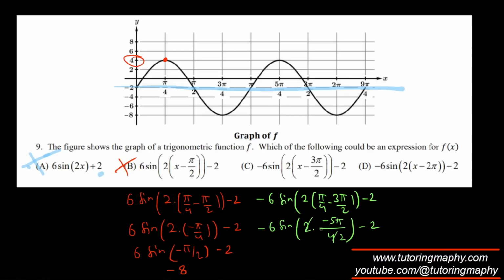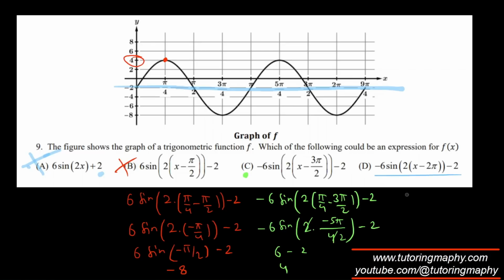2 times 2 is 4, and cos of minus sine of negative 5 pi over 2 is what we are looking for. So that's going to be, I think, negative 1. Negative 1. So negative 6 will become 6. 6 minus 2 is 4. Yes, it is definitely 4. So this can be a strong contender.